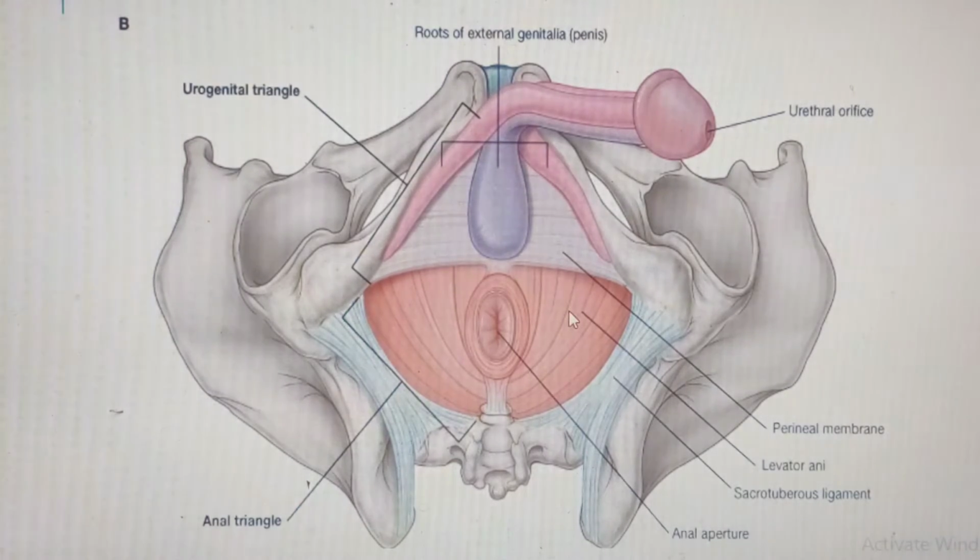So the next thing that we have to know is, what are the boundaries of this ischioanal fossa? The beginning point of this ischioanal fossa is where the perineum, or where what we call the urogenital triangle, ends. And one important thing that we know about the urogenital triangle is that it has a diaphragm. Apart from the pelvic diaphragm being at the superior portion, below it there is another diaphragm.